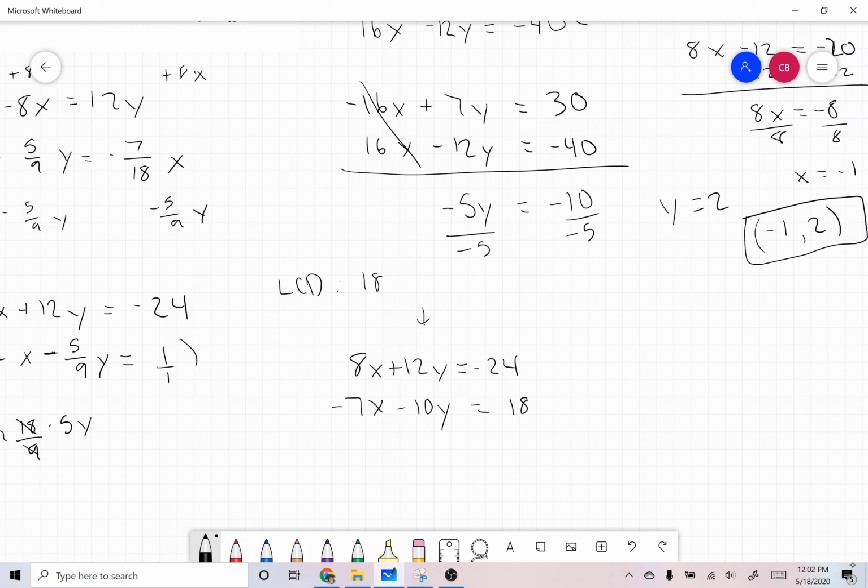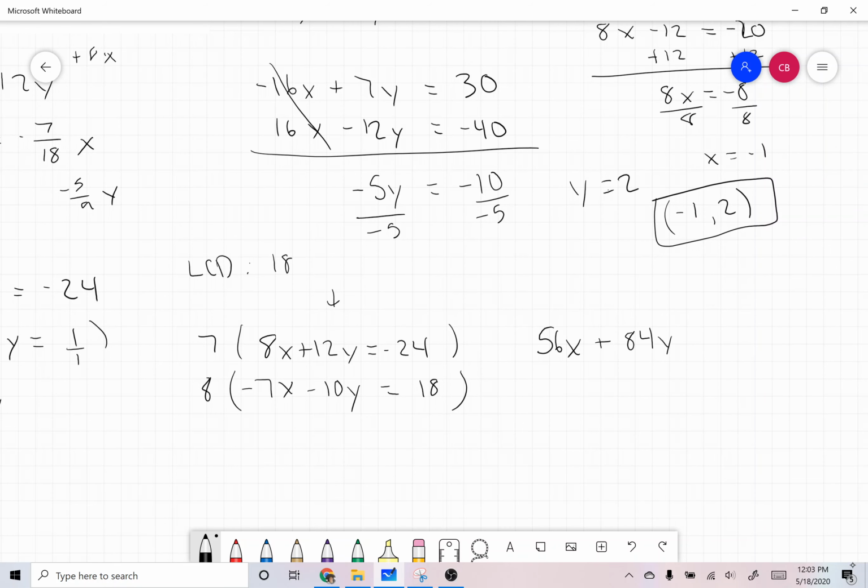Or we can get rid of y. So let's do the 8 and 7 trick. I'm going to multiply the top by 7, the bottom by 8. I do not need to switch any signs because one's positive and one's negative. So this is going to be 56x plus 12 times 7, which is, I think, 84y, is equal to 12 times 24.